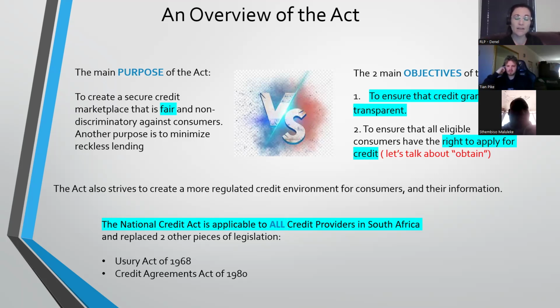Okay, so the textbook definition of reckless credit is lending without regard of the borrower's ability to repay, which will then result in over-indebtedness. Okay, so exactly like Thembiso just said, they gave him credit, but they never checked whether he can actually afford it. And a few months down the line, he's unable to actually repay it.